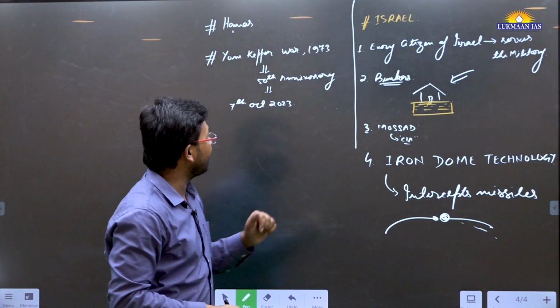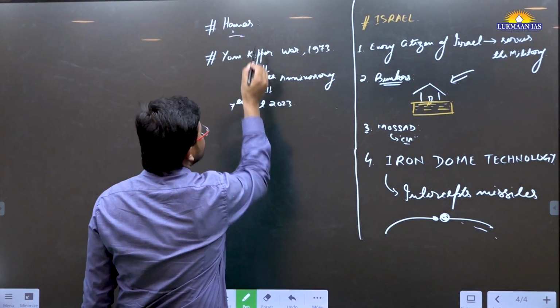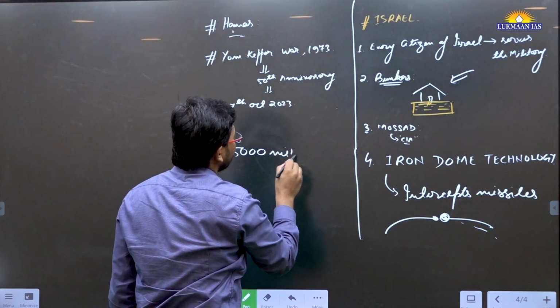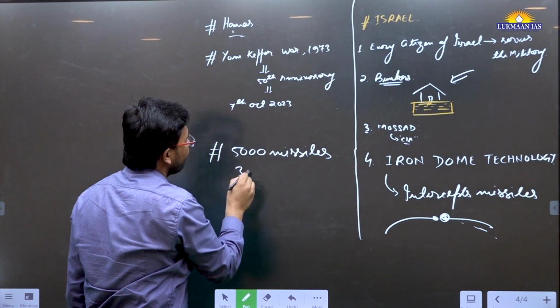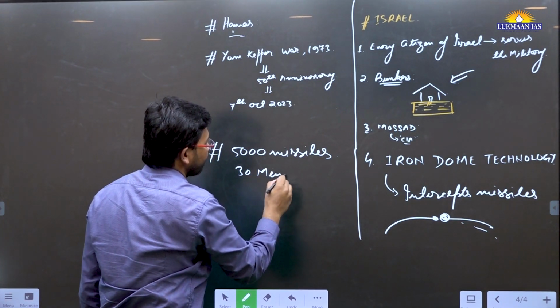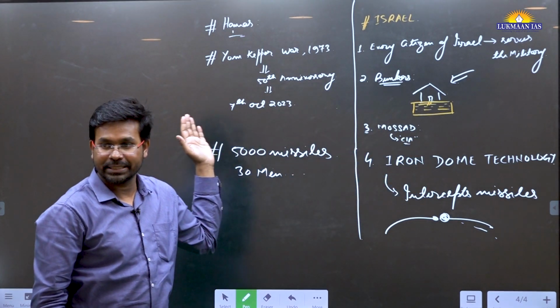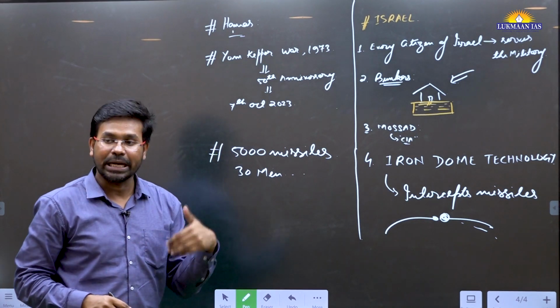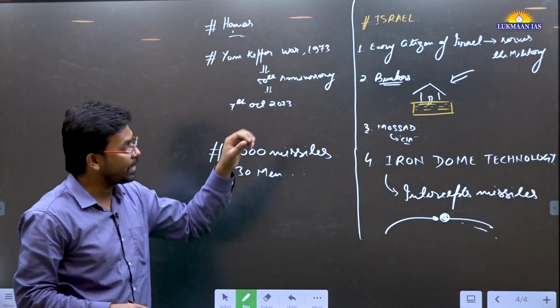But in the attack that was done by Hamas, they launched around 5,000 missiles within 30 minutes, within half an hour, which was beyond the capacity of this Iron Dome technology to intercept or neutralize. So that's why more than 1,000 Israeli people have been killed.